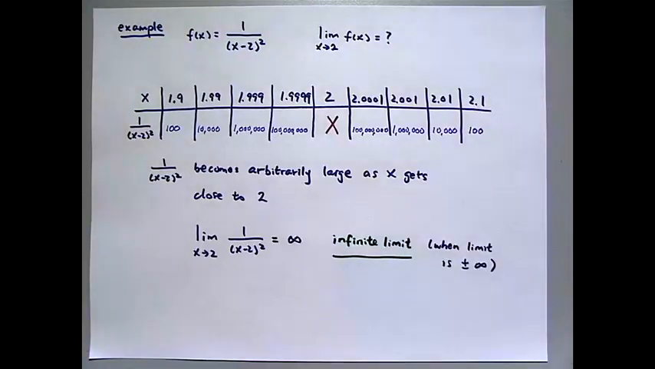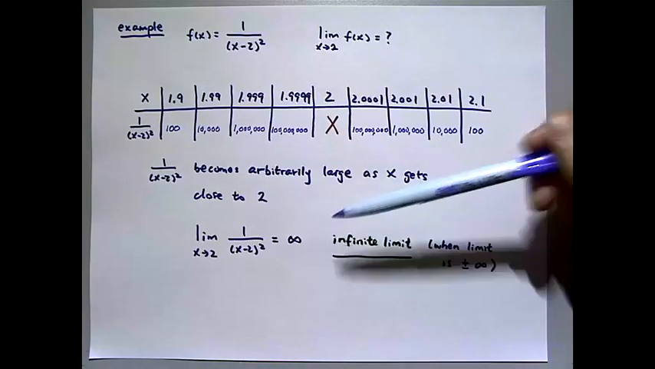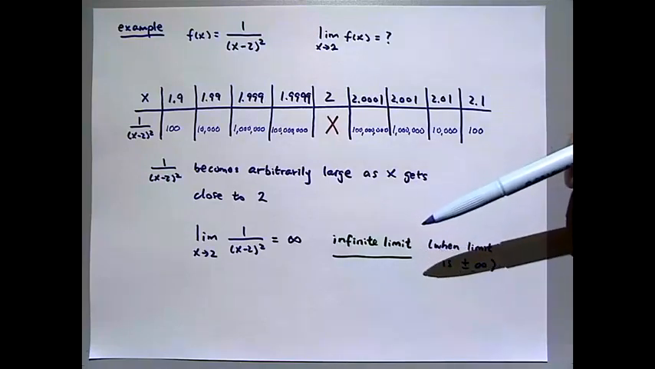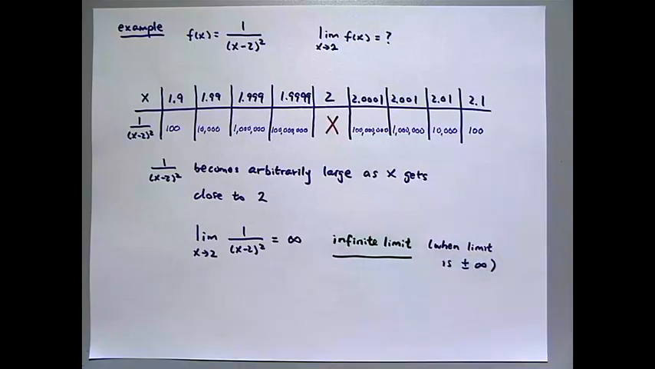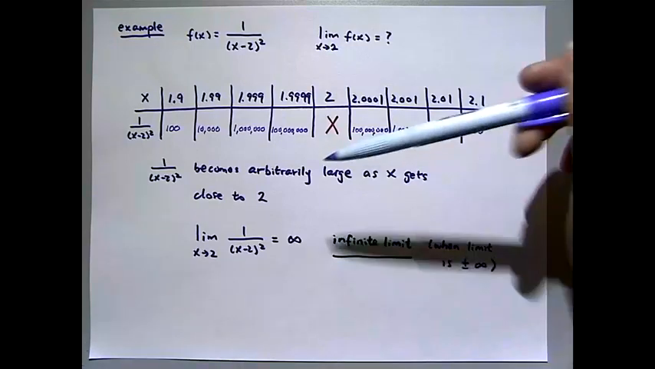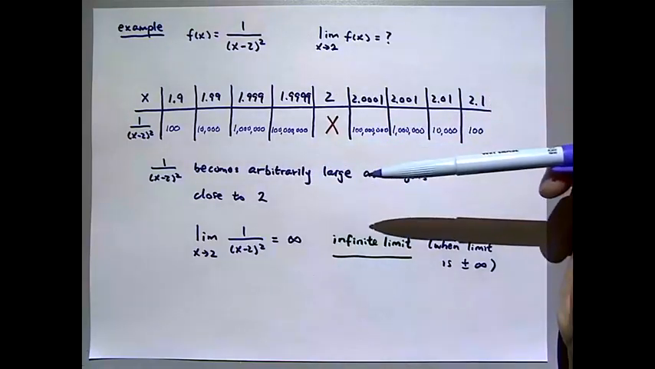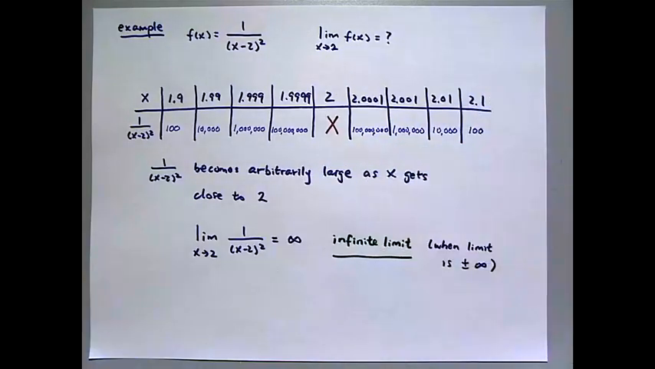If the limit appears to go to a very large negative number, you would write the limit as negative infinity. But either way, infinity or negative infinity, we say that is an infinite limit. You can make it as big as you want simply by making x as close to 2 as you want without letting x be exactly equal to 2. Question?